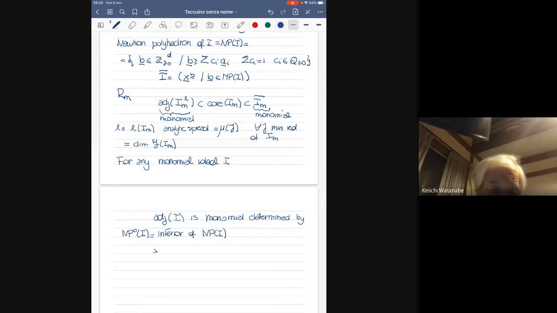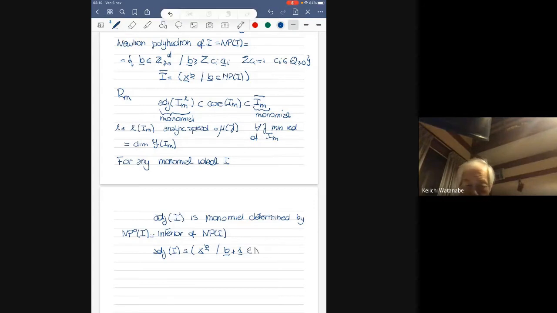And the adjoint of I, we can write it this way, is again generated by the monomials whose exponent vector b has the property that b plus the unit vector 1 is inside the Newton polyhedron of I. And this was proved by Howald in characteristic 0 and then by Hübl and Swanson in positive characteristic.